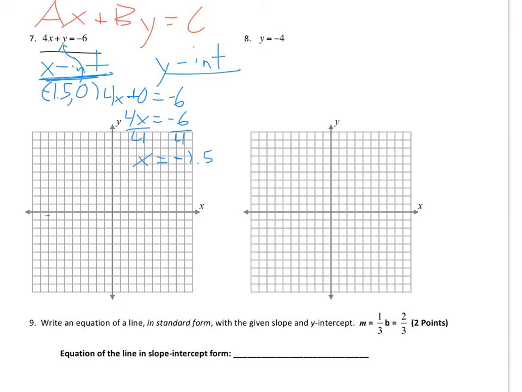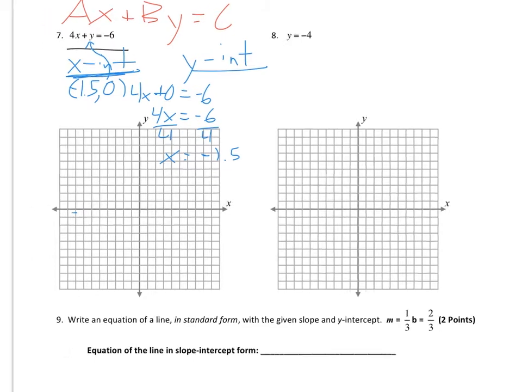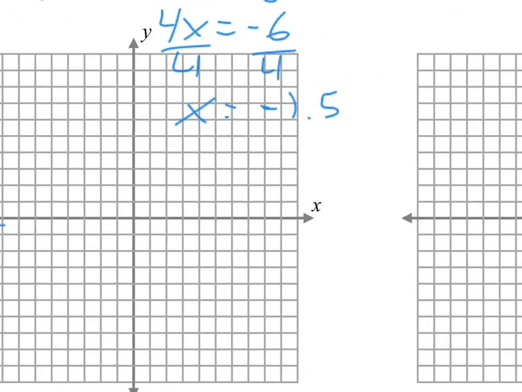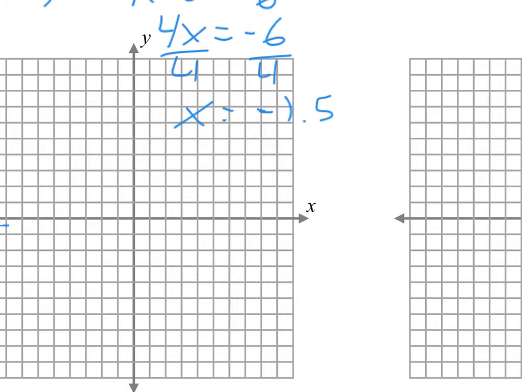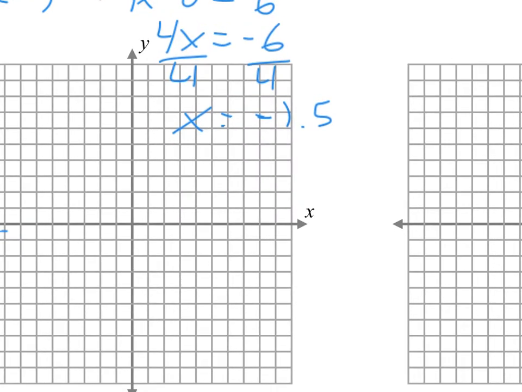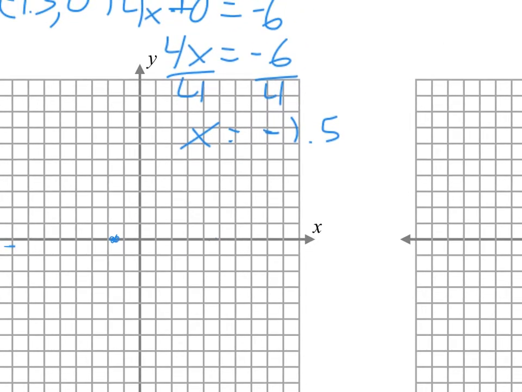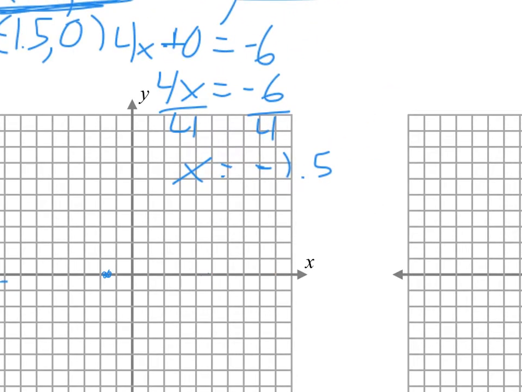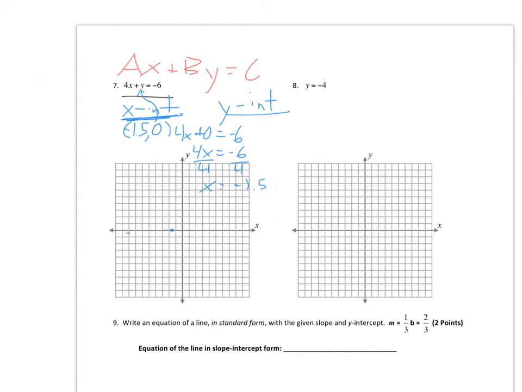Maybe I can zoom. Can I zoom on this? Oh, I can. Let's go. Okay. I just found an x-intercept of -1.5. So I'm going to plot that point. How do I unzoom? Ooh, nice. Okay.